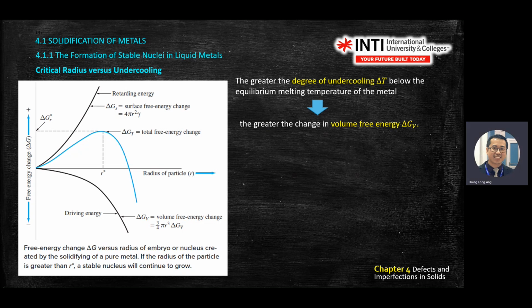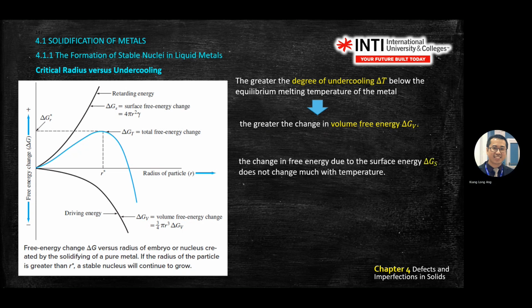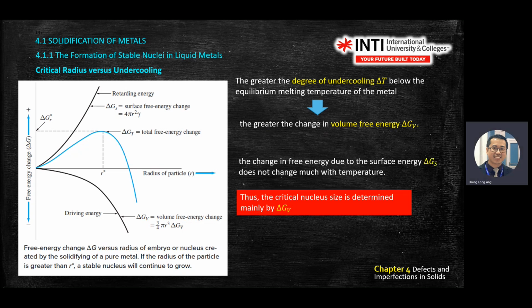So when you observe this graph, one phenomenon you observe is that the greater the degree of undercooling, delta T, below the equilibrium melting temperature, the greater the change in the volume free energy, delta G. The rest you read.